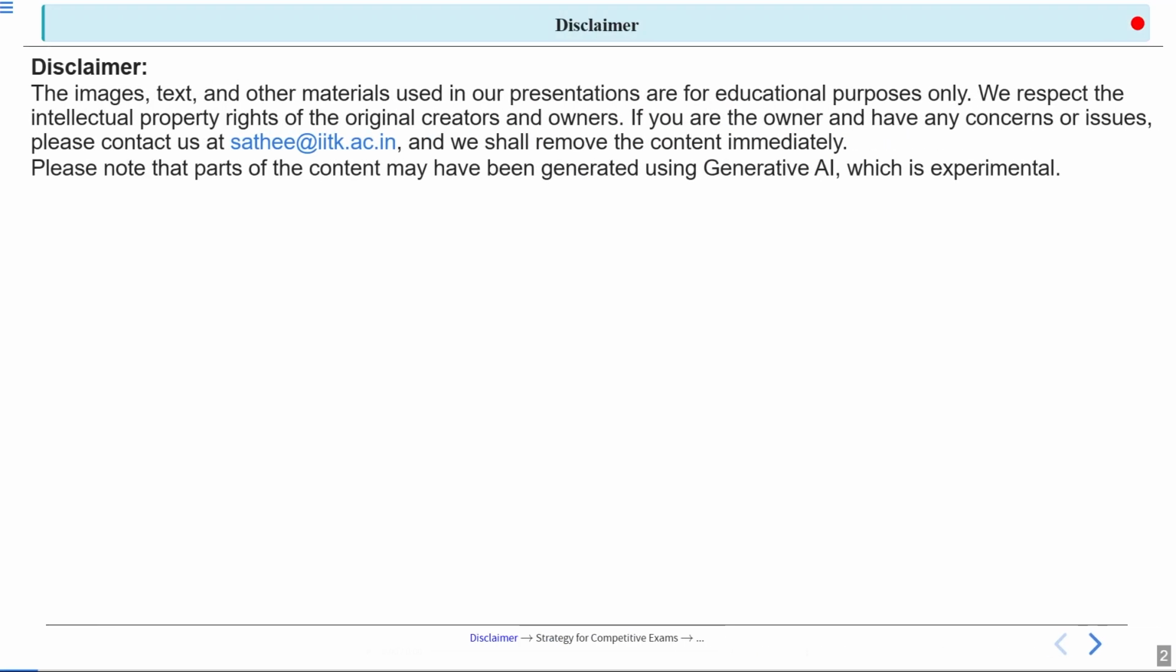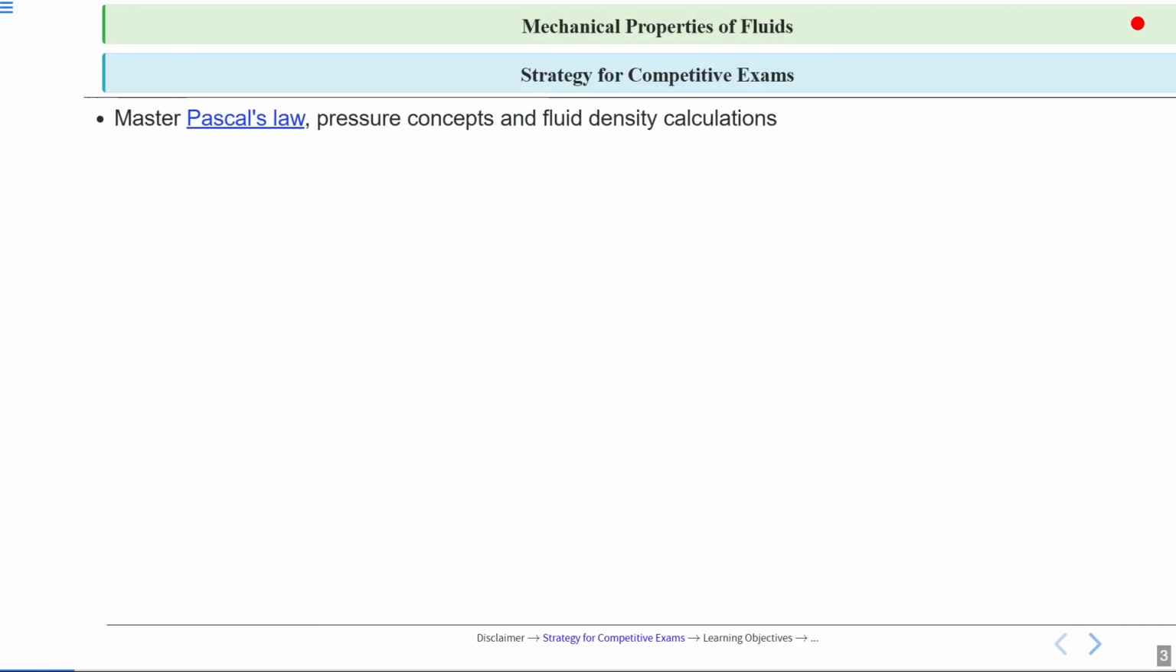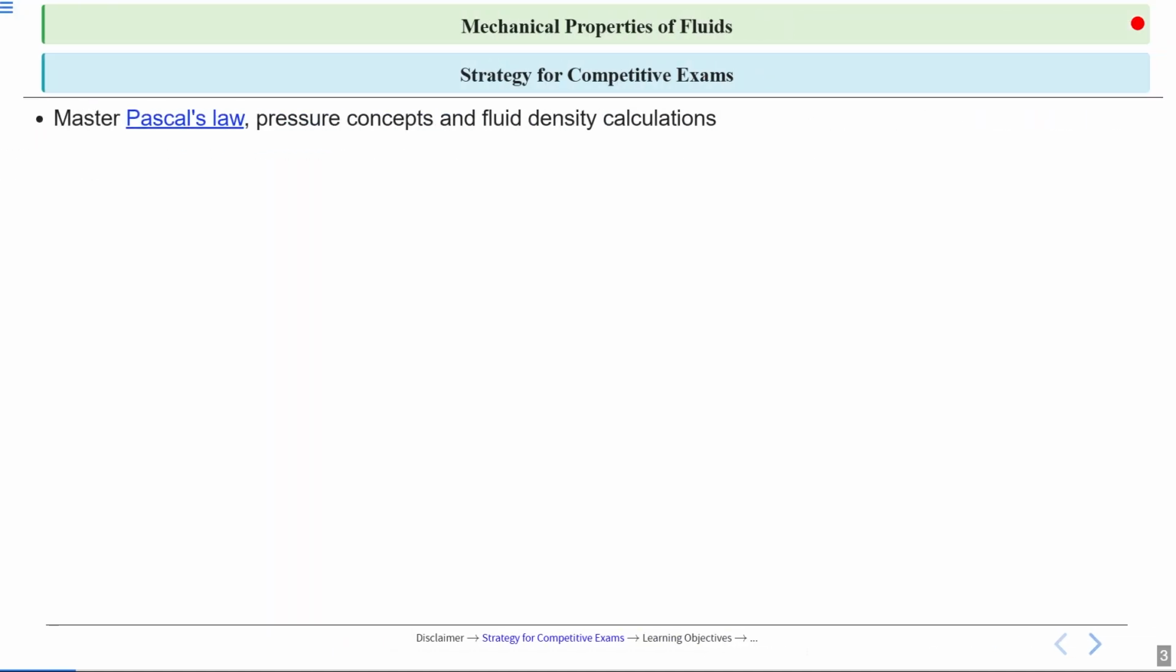This is disclaimer, strategy for competitive exams. So first, master Pascal's law, pressure concepts and fluid density calculations. Next, learn Bernoulli's principle and equation applications.